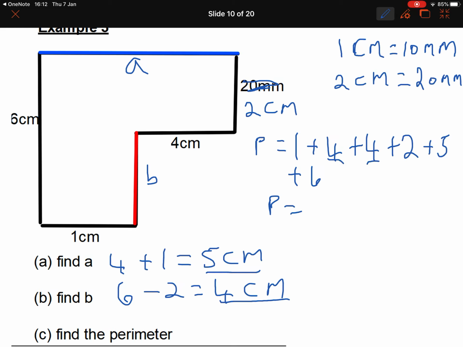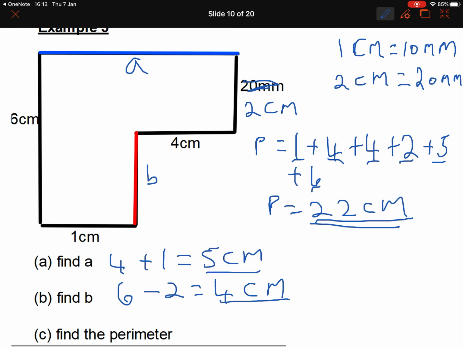Right, so now this should be fairly easy to add. 4 plus 4 is 8. 8 plus 2 is 10. 10 plus 5 is 15. 15 plus 6 is 21, so add the extra 1 would give us 22 centimeters, okay? That's good. So if we double underline that, that should be our final answer.